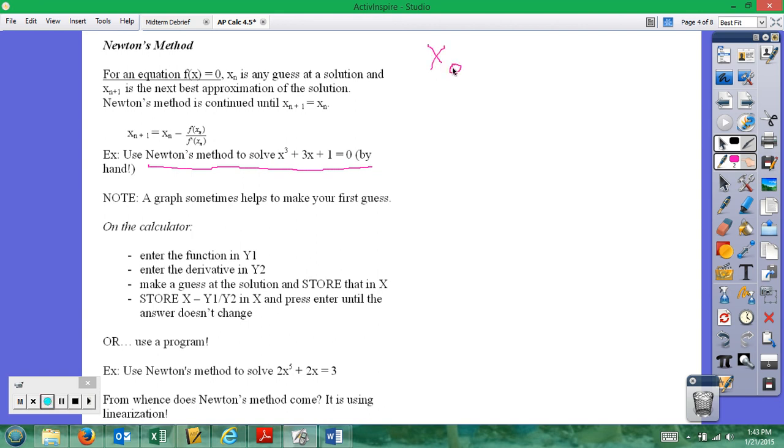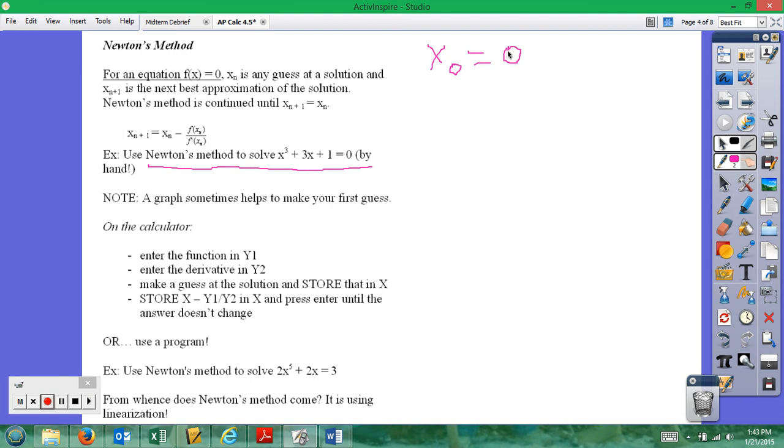We'll call that x sub 0. So I'm going to say, well, I don't know, if I plug 0 in for x, I get 1. So 0 cubed plus 3 times 0 is 0, plus 1 is 1. 1 is relatively close to 0, close enough here. So I'm going to start with just a bad guess of x equals 0.